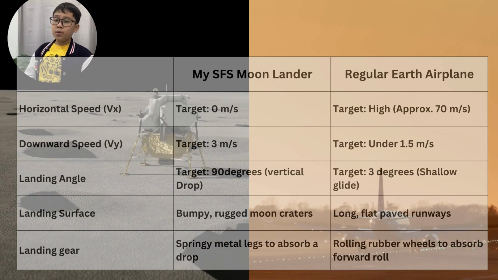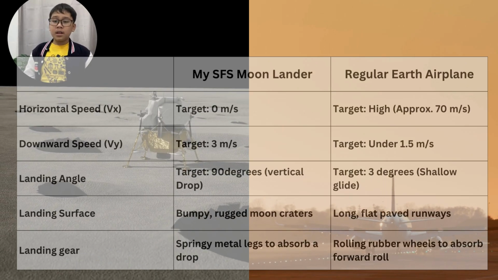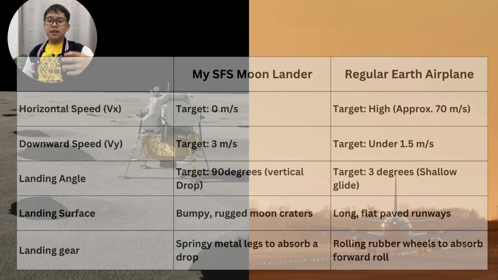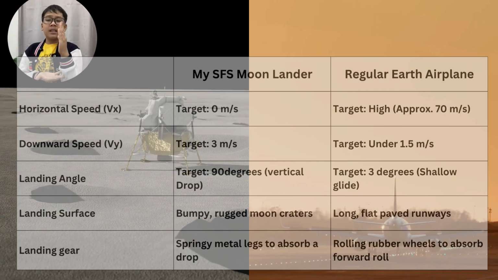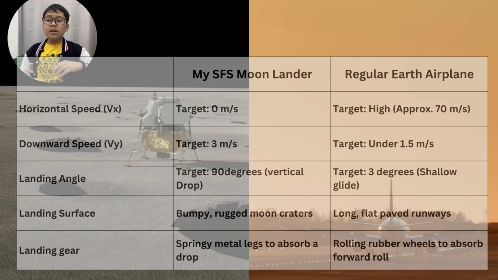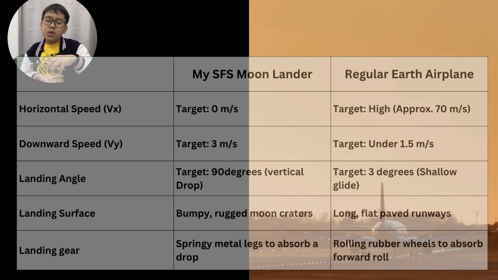To survive, a moonlander must execute a backward retrograde burn to destroy all forward speed, transforming its trajectory into a vertical 90-degree straight drop where its downward velocity is carefully throttled to under 3 meters per second.